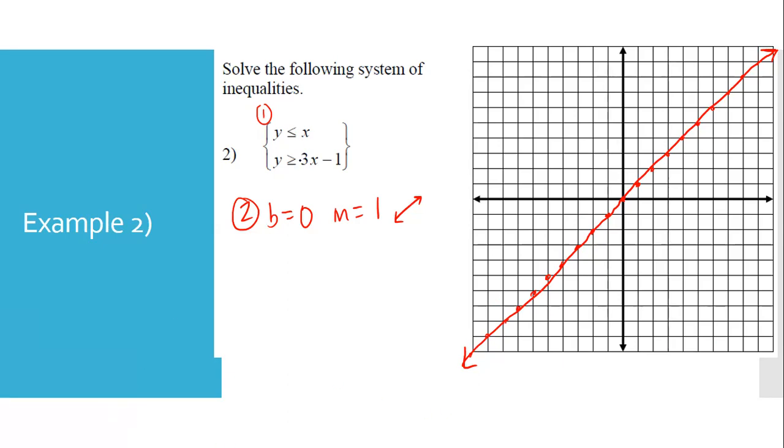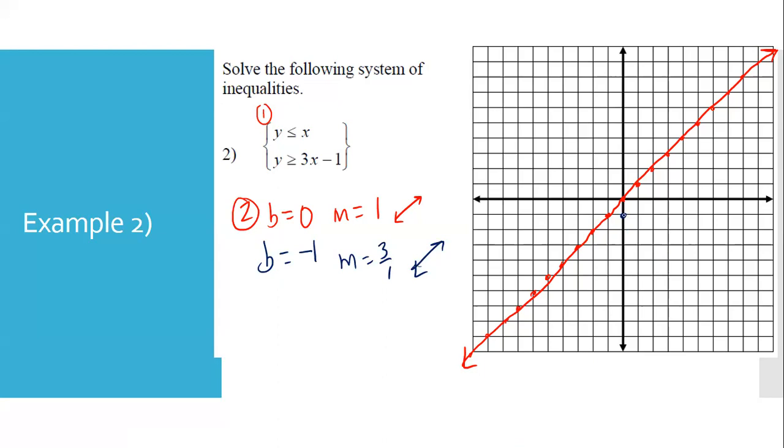Okay. Line 2, our b equals -1. Our m equals 3 over 1. Based on what we have here, we're going to have a solid line because it's equal to, and it's going to be a positive line. Yes? Yeah. So I'm going to start at -1.